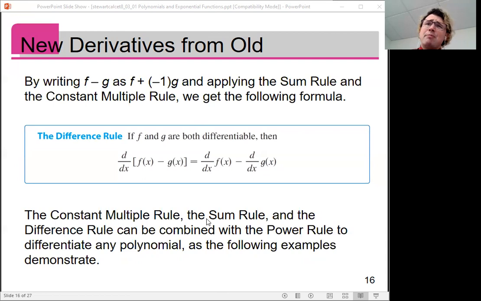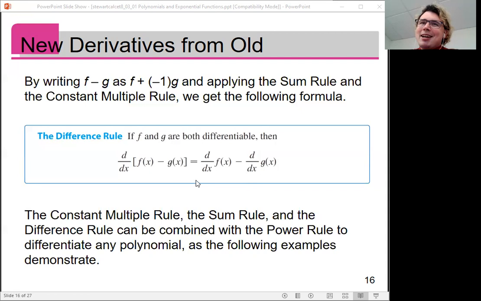Now, we can do a little bit better than this. If I combine this idea with my constant multiple rule, then I can also treat the difference of two different functions. Let's say I'm calculating d on dx of the quantity f of x minus g of x. Well, the derivative of a negative g of x is minus the derivative of an ordinary g of x. So the derivative of the difference of two functions can be calculated as the derivative of the first function minus the derivative of the second.